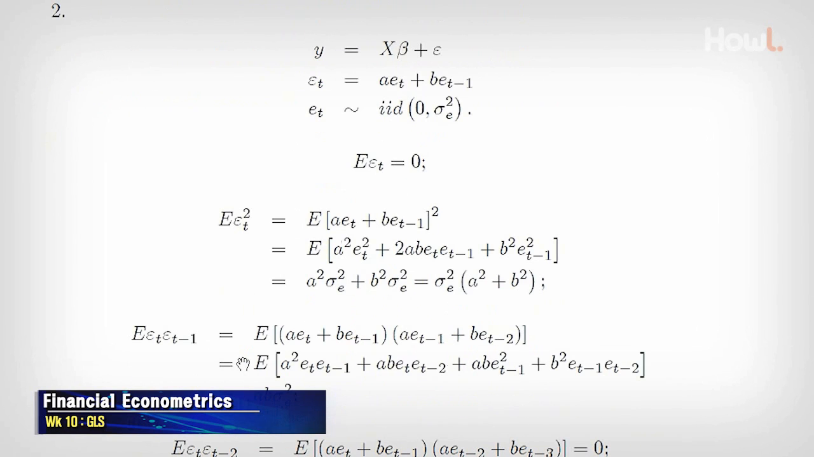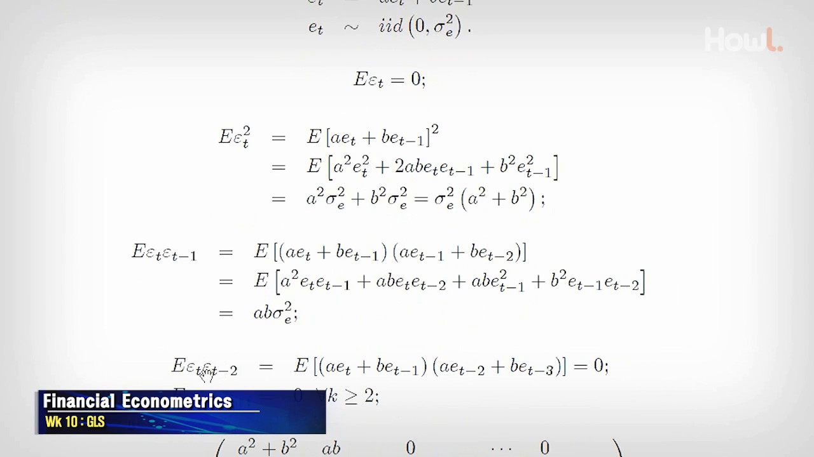Right? And now we want to know epsilon t minus 1. So we have this one, and we have overlap of this one and this one, and this one and this one; this one is 0, this one 0, this one 0. So we can take only this part. And this part is AB sigma e square.